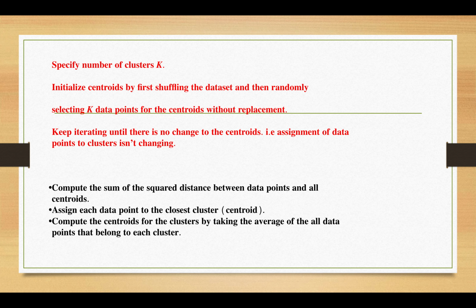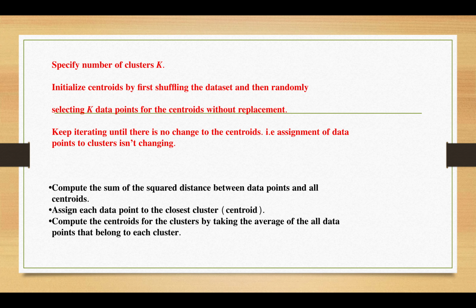And next we initialize centroids by first shuffling the dataset and then randomly assigning the clusters. Next we select the k data points for the centroids without replacement, and next we keep iterating until there is no change to the centroids, that is, the assignment of data points to the clusters is no longer changing.